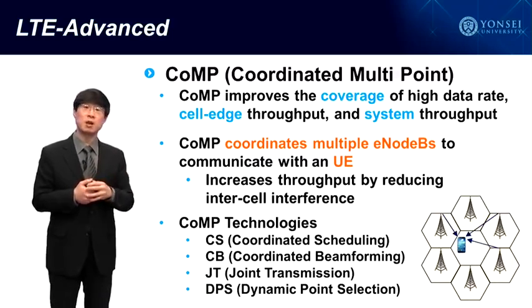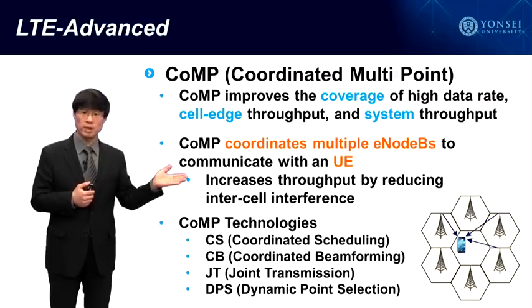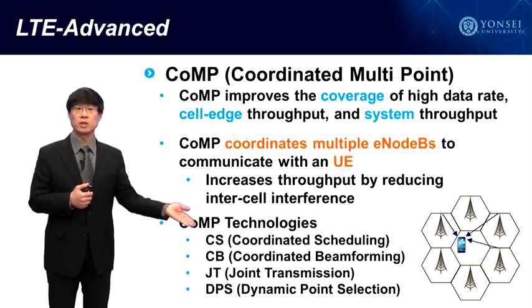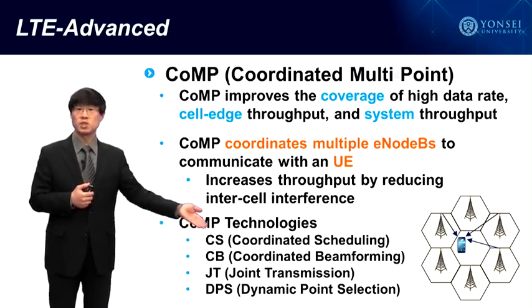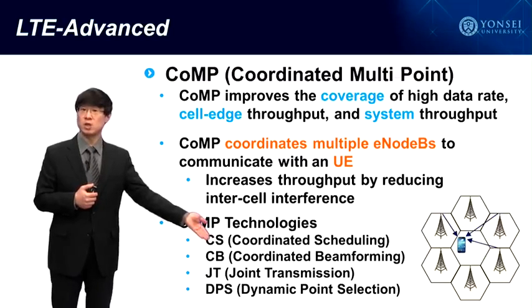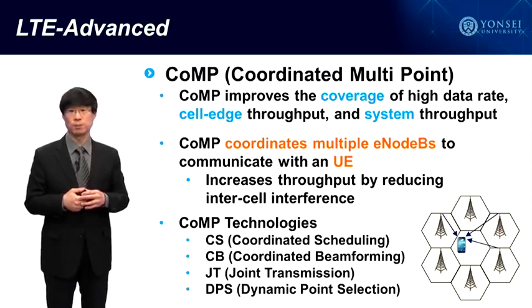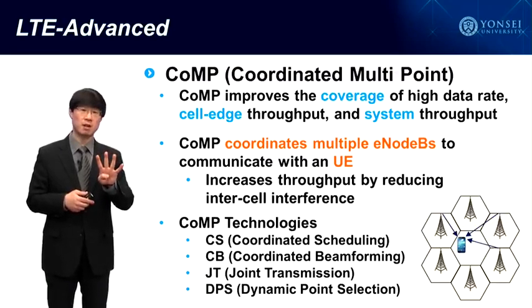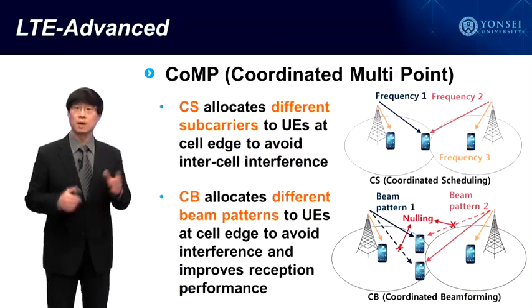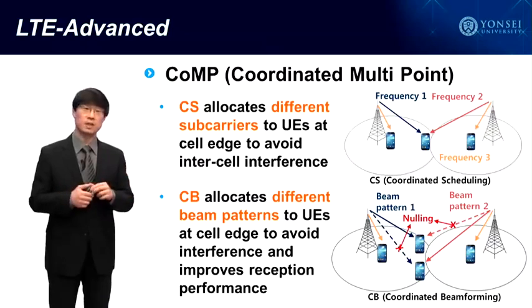Now, COMP technologies include CS, which is coordinated scheduling, CB, which is coordinated beamforming, JT, which is joint transmission, and DPS, which is dynamic point selection. These four major COMP technologies. Now let's look closer into these four technologies of COMP.